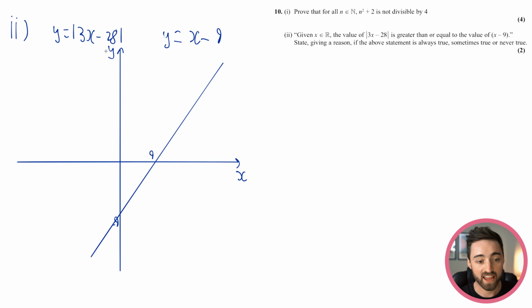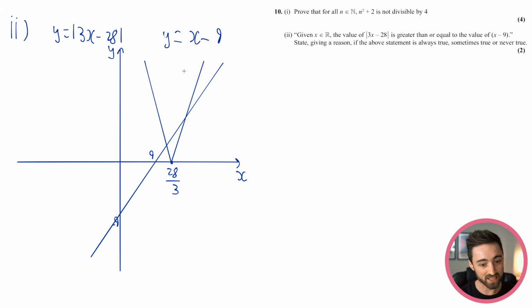Now, 3x minus 28, forget about the modulus for a sec. It's going to be a straight line with a gradient of 3, so it's steeper than that other graph. It hits the x-axis when y equals 0, which is 28 over 3. Now, 3 times 9 is 27, so 28 over 3 is just a bit bigger than 9. Without the modulus, it would go straight down here. The positive bit doesn't change, but the negative bit gets flipped up, forming a V shape.